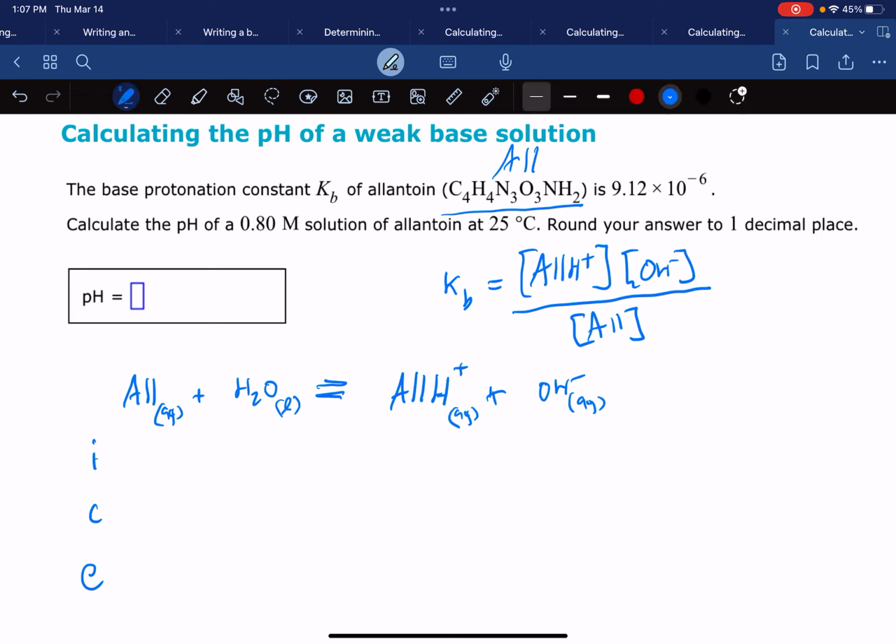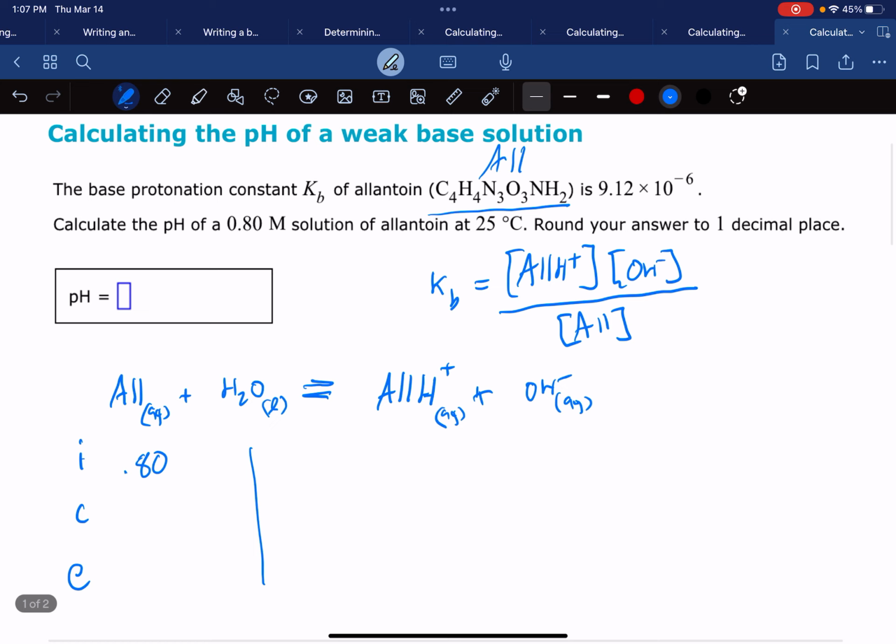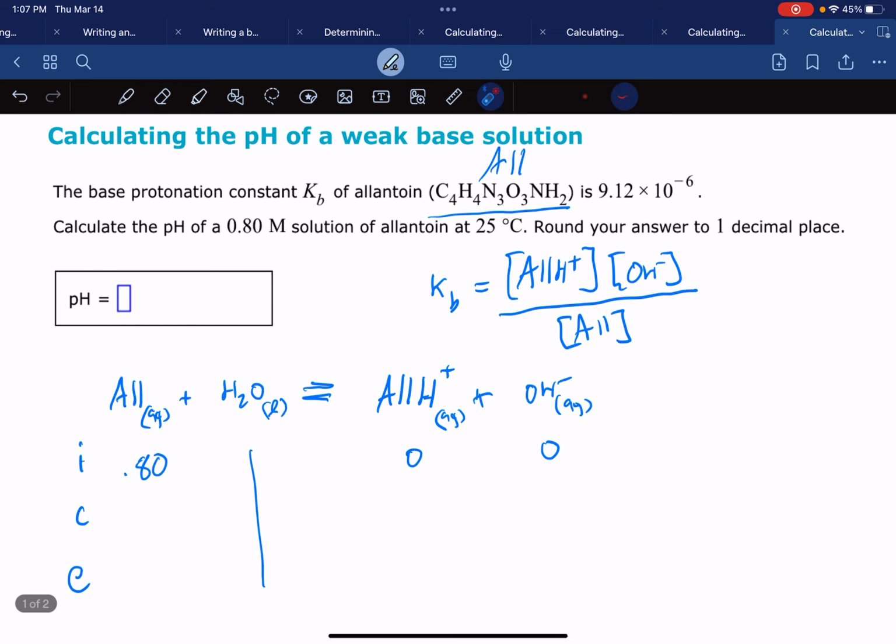We're just going to put that into our table right here, and we're going to start off with 0.80. Now, this column right here is a nothing column. And since we start off with 0.80, we have none of this and none of this initially. And we know that our reaction is going to have to go in this direction, which means we're going to lose from this side, right? And we're going to gain on this side.